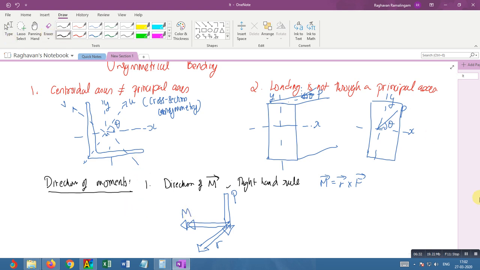Second thing, direction of sense of the moment.